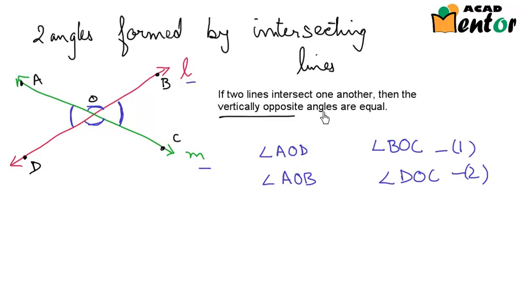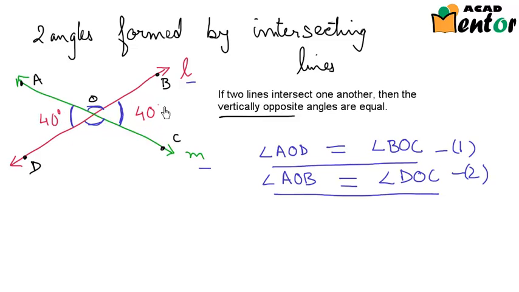Now the theorem says that when two lines intersect, the vertically opposite angles are equal. That just means angle AOD is always equal to angle BOC, and also angle AOB is equal to angle DOC in this particular figure on our left. So that means if this particular angle was 40 degrees, then this angle would also be 40 degrees, and this particular angle would have been 140 degrees, and also angle AOB would have been 140 degrees. Let's see if we can prove this theorem.